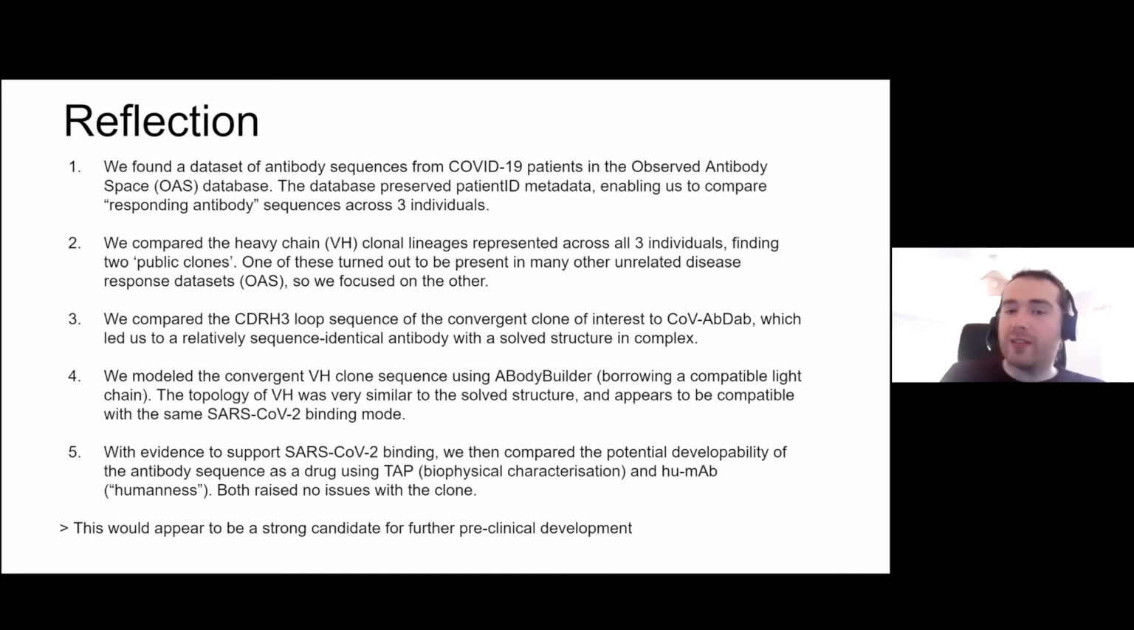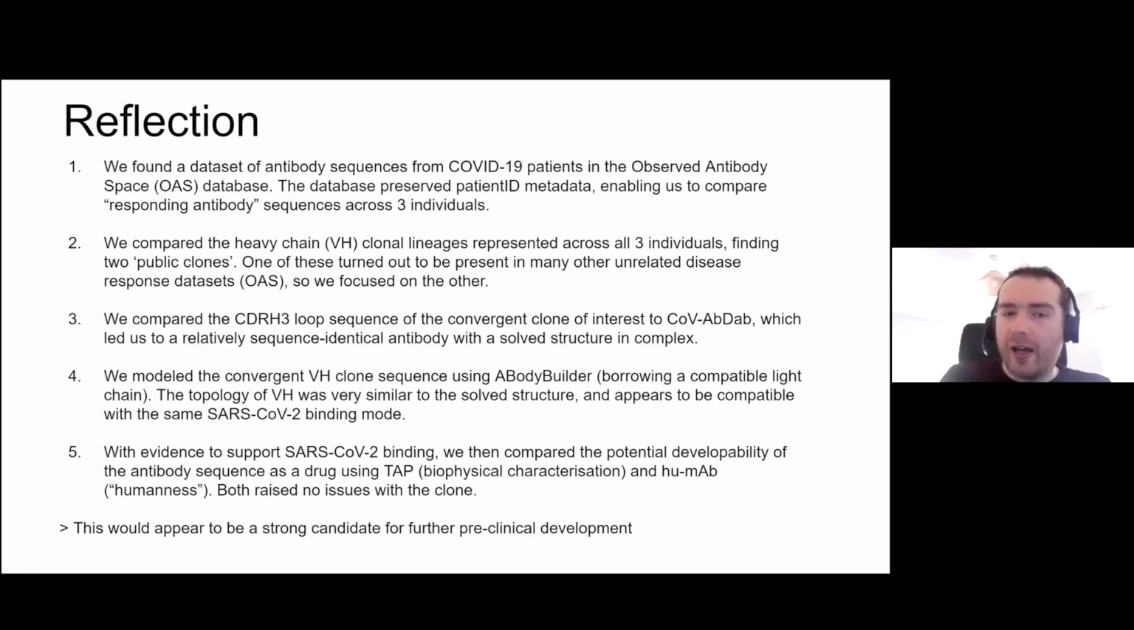One of these sequences turned out to be present in many other unrelated disease data sets, suggesting that it's part of a background immune response rather than something that is going to be a specific binder for SARS-CoV-2 spike protein. So we focused on the sequence that was only found in the COVID-19 patients.